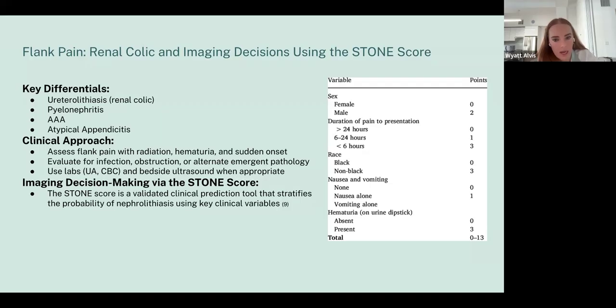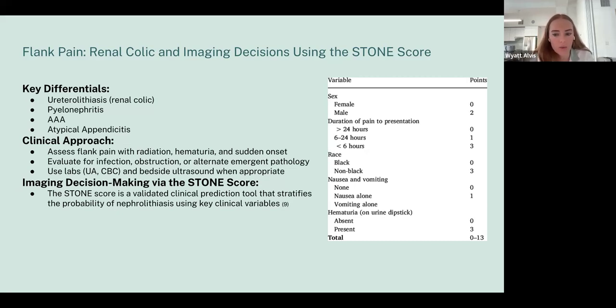So when we consider flank pain in the ED, renal colic due to ureterolithiasis is common, but we also want to have on our differential maybe a cause of systemic infection, any vascular pathology, and then obviously want to narrow down or rule out those high risk red flag diagnoses. And so we want to assess classic features like sudden onset pain, pain with radiation, any hematuria, nausea, while of course ruling out systemic infection or any obstruction. And so this is where the STONE score can come into play.